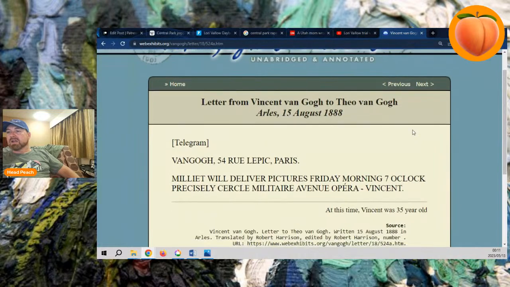He has a short telegram the next day from Vincent to Theo. It just says, "Millier will deliver pictures Friday morning, 7 o'clock precisely at that address."